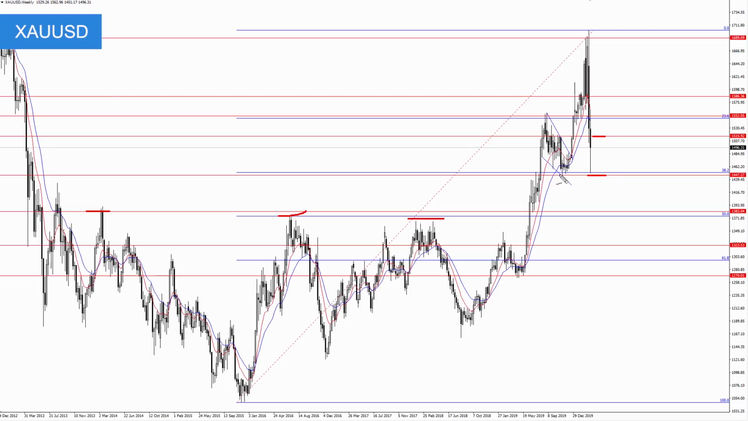Now, if that support area fails this week, we could see a pullback into 1380. So this is the next key area. Again, that's between 1360 and 1380. And that's just based on some of these highs back here, as well as the 50% of this recent range from the 2015 lows all the way up here to this recent high.